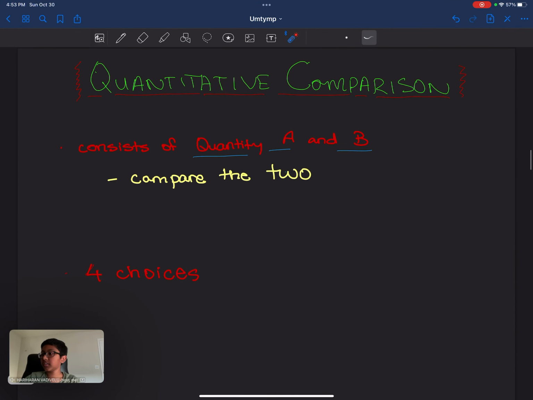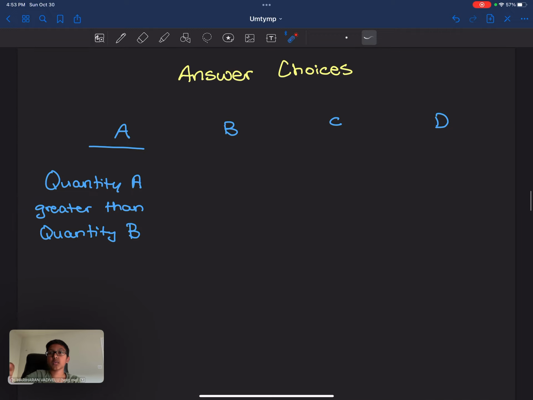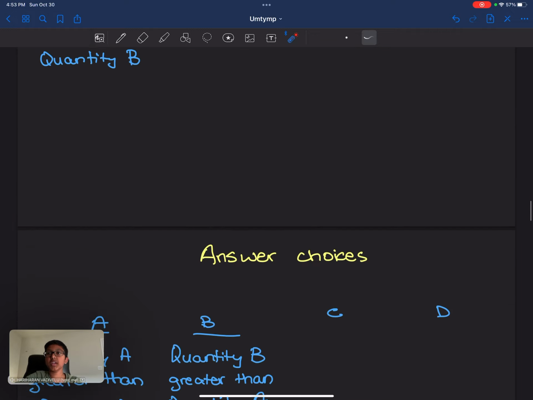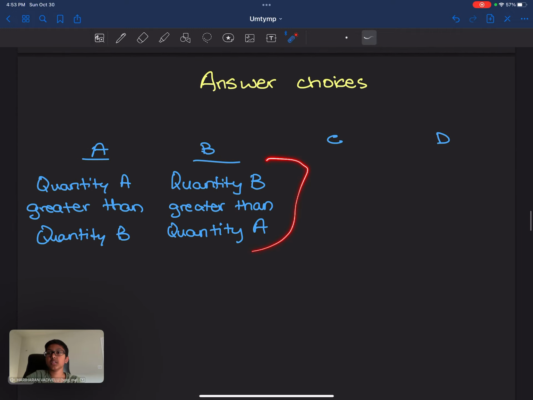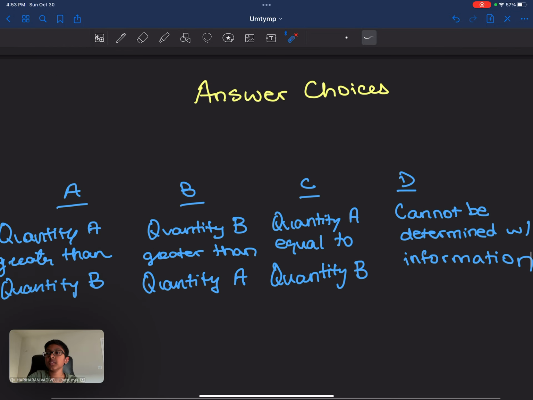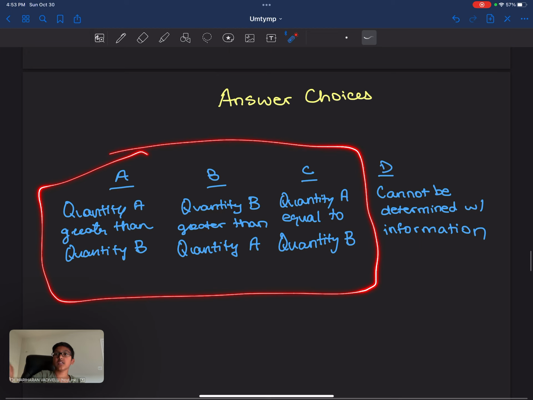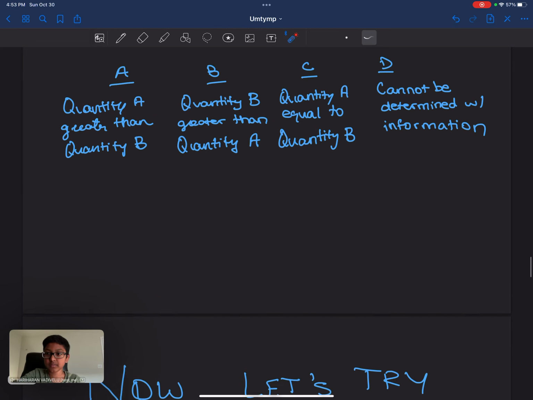The quantitative comparison questions consist of quantity A and quantity B, and you'll be asked to compare the two, and you have 4 choices: A, B, C, D. A means that quantity A is greater than quantity B. If you choose B, that means quantity B is greater than quantity A. If you choose C, that means you think quantity A is equal to quantity B. And if you choose D, you think you can't determine whether it's A, B, or C with the given information.